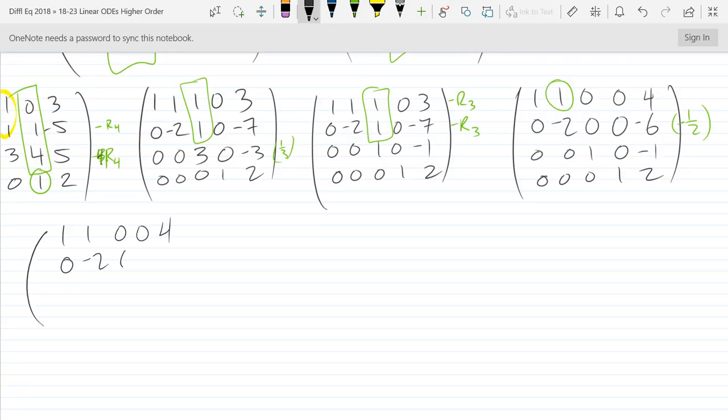Back substitution is another option. That's very reasonable to take here. But I don't want to reteach all of linear algebra. So I'm just going row reduction all the way.